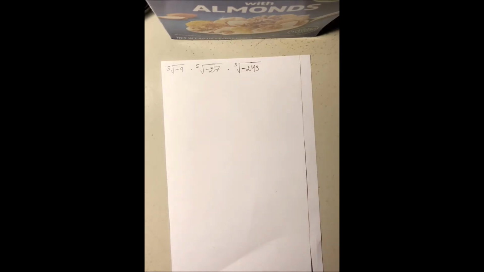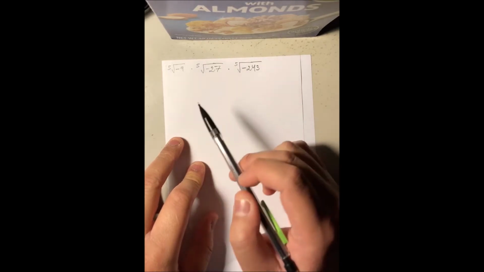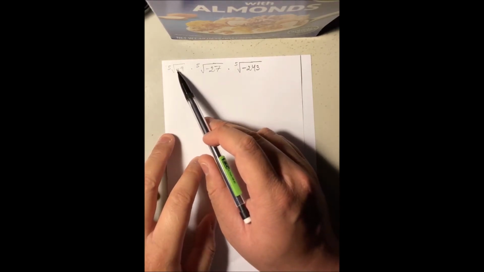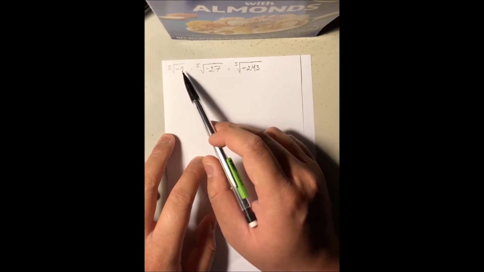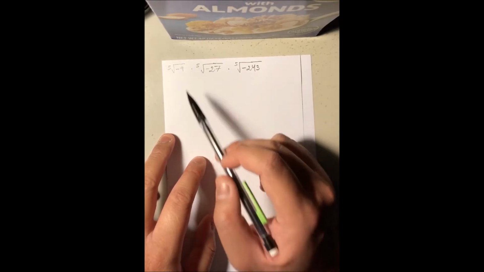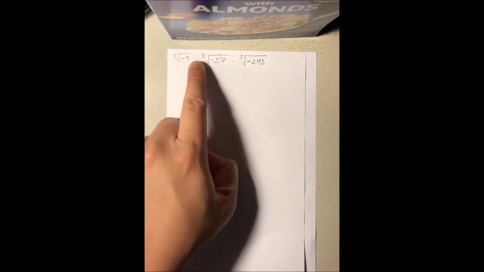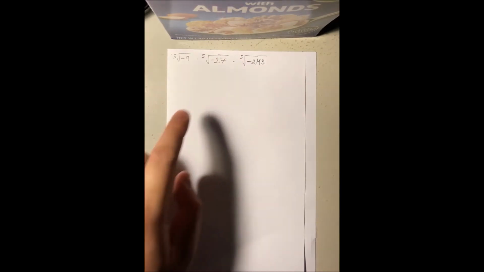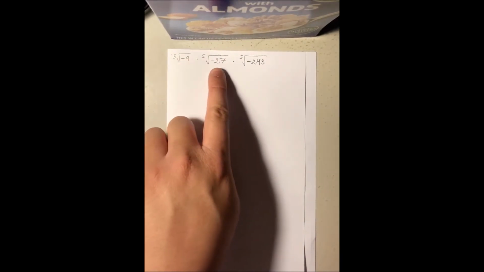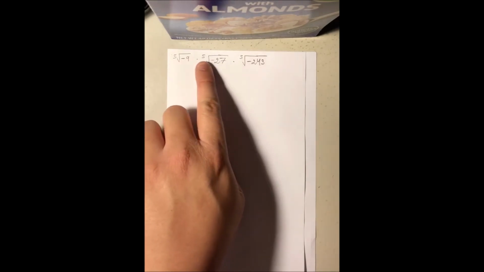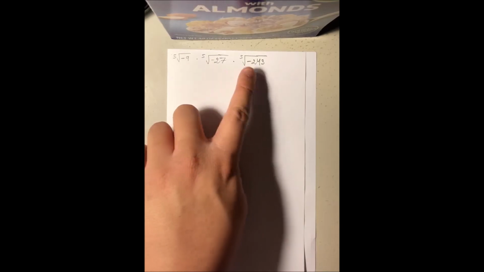Every single time when you have any odd root, then it is okay to have a negative number inside that odd root, okay? But if you have any even root, then no, it is not going to be possible. For any even root, you can only have positive numbers. But because this is an odd root, for any odd root, it is okay to have negative numbers, all right?